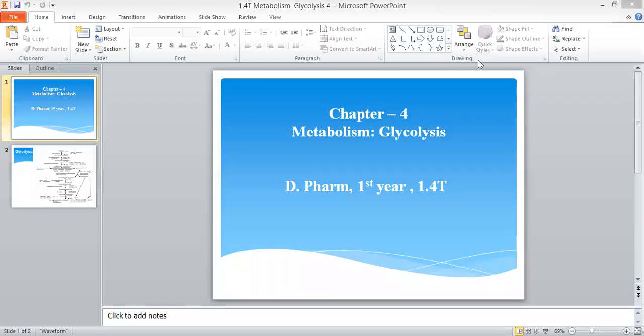Our today's discussion topic is glycolysis. This is our fourth class on our topic, metabolism. Now, what is glycolysis? The oxidation of glucose to pyruvate and lactate is called glycolysis. It is also called the Embden-Meyerhof pathway.